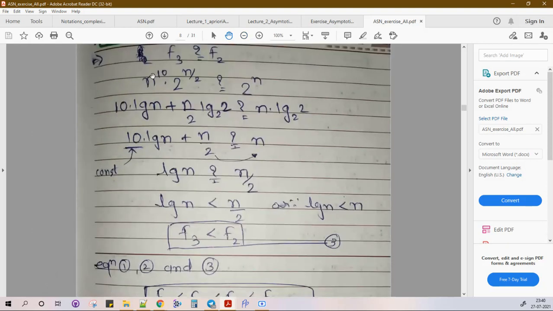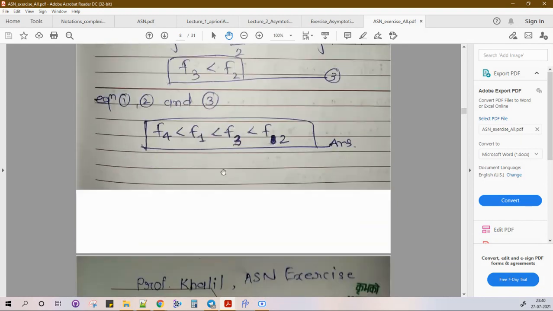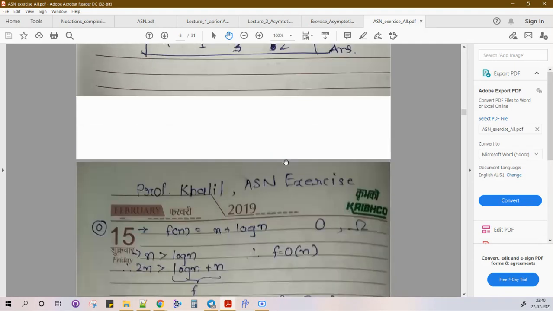Now let's compare f3 and f2. N to the power 10 to the power n by 2, and 2 to the power n. So basically I will just take log, boring stuff, just take log and it will be clear. So multiplication into summation, 10 log n by 2, n by 2 log 2 is 1, and here I will have just one n, right? Now this is constant, n can be neglected, and n minus n by 2 is nothing but n by 2, correct? So now log n is less than n by 2. That means f3 is less than f2. So from equation 1, 2 and 3 you can write this answer: f4, f1, f3 and f2, correct?